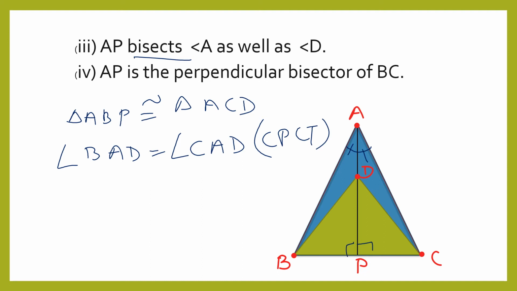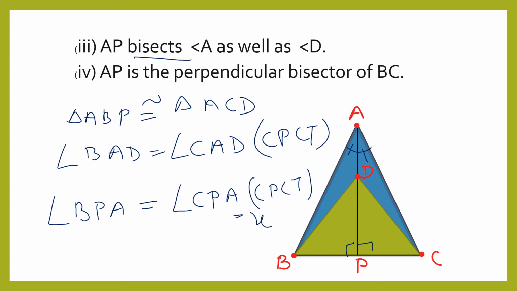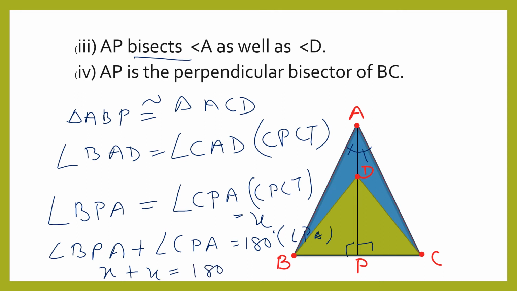How can you show this? We have already shown triangle BAP is congruent to triangle CAP. So can we write angle BPA is equal to angle CPA by CPCT? Let both be equal to x. Since BC is a straight line, angle BPA plus angle CPA is equal to 180 degrees by linear pair axiom. So x plus x is 180. This gives 2x equals 180 degrees, so x is 90 degrees. Hence, AP is the perpendicular bisector of the side BC.